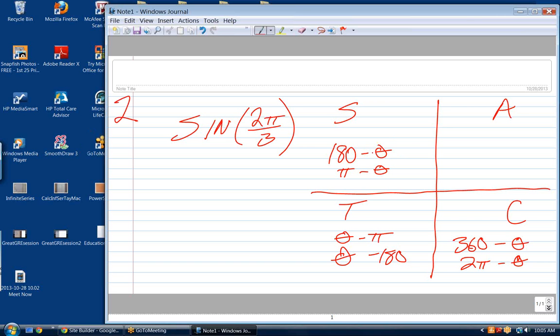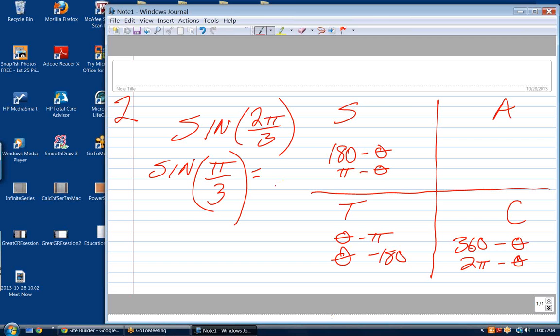So which of these do I use to convert it to a first quadrant angle? Pi minus theta. Theta is 2 pi over 3, so pi minus 2 pi over 3, which gives 3 pi over 3 minus 2 pi over 3, which is pi over 3. Right. So we're looking at the same thing in terms of the absolute value number. What's the sine of pi over 3 equal to?